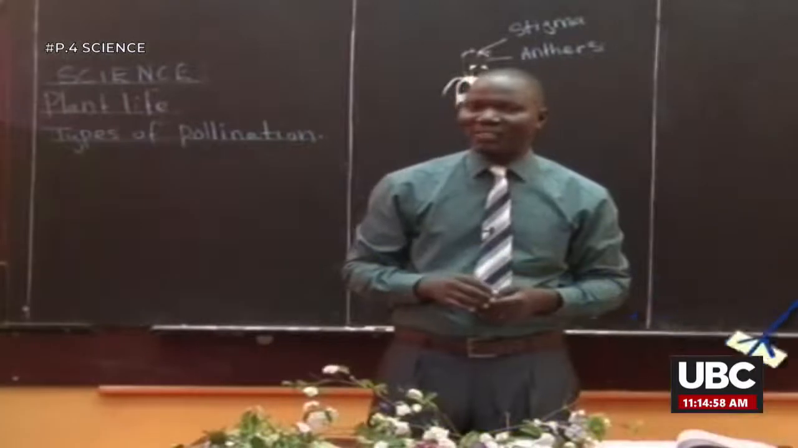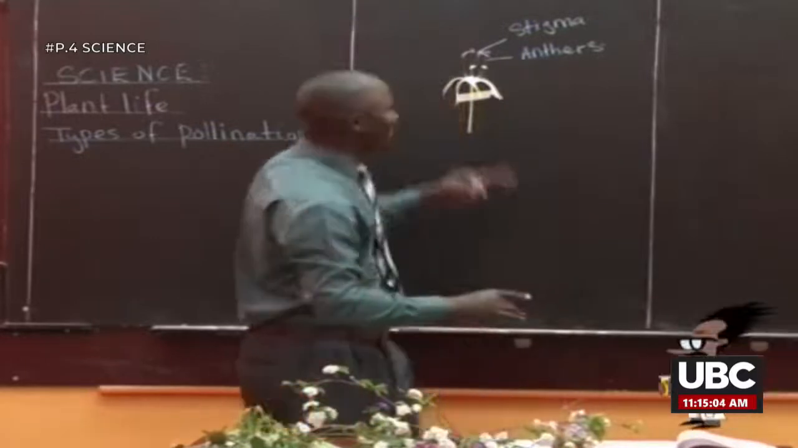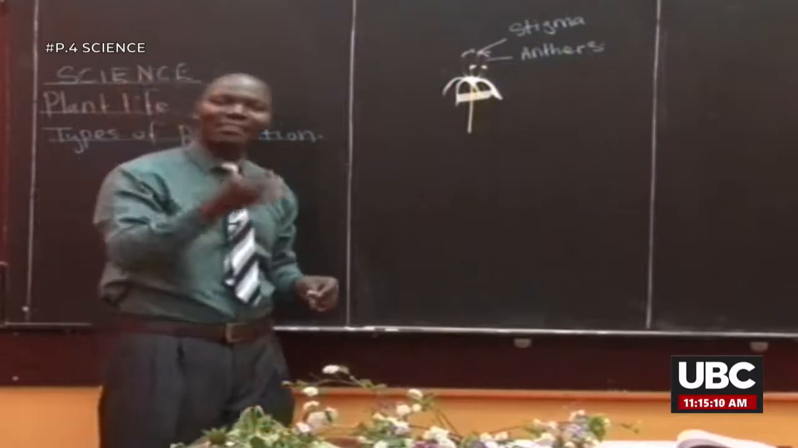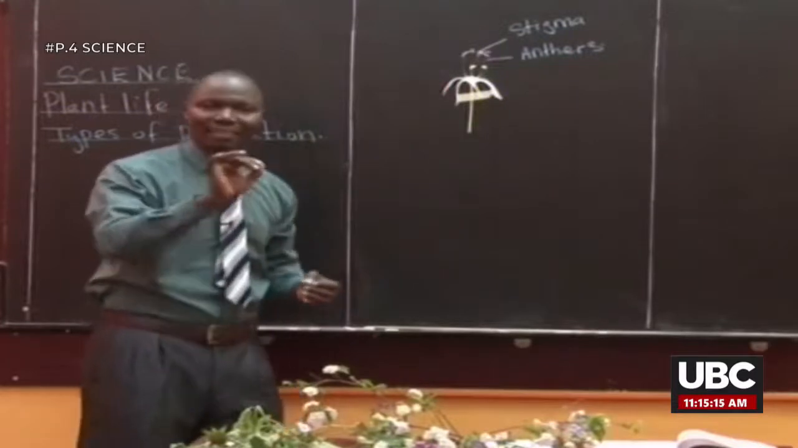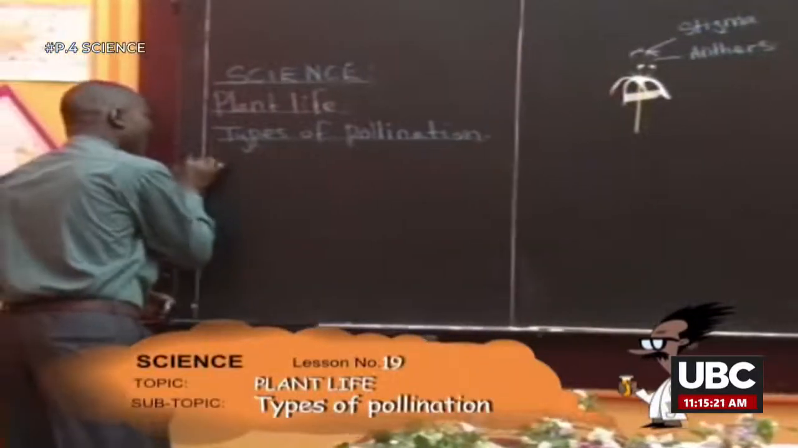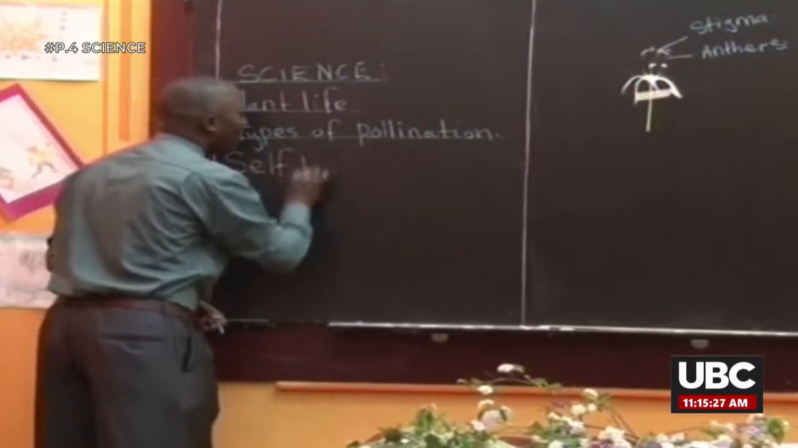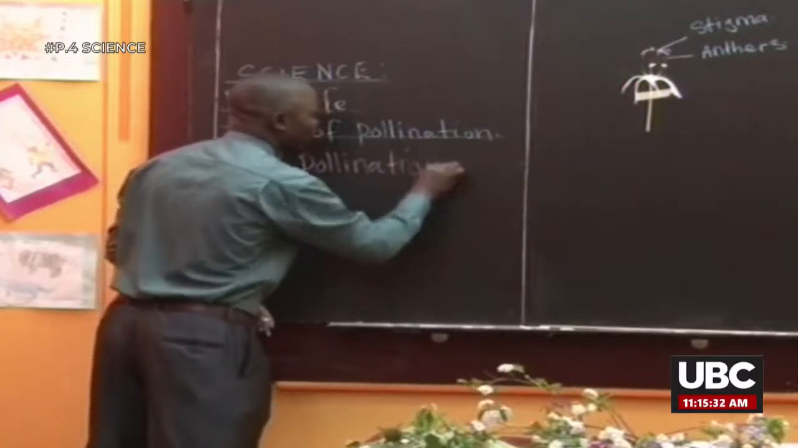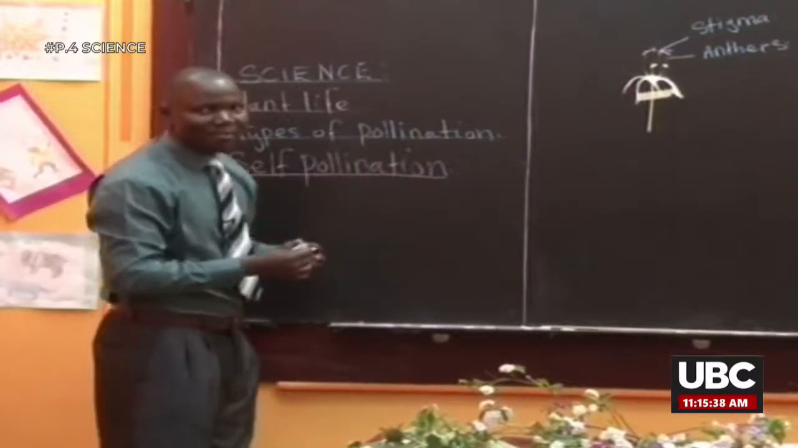Welcome back from that short break, children. I know you're very eager. You want to know the name given to this type of pollination. And children, the name given to this type of pollination is what we call self-pollination. So our first type is going to be self-pollination. Self-pollination is the name given to this type of pollination.